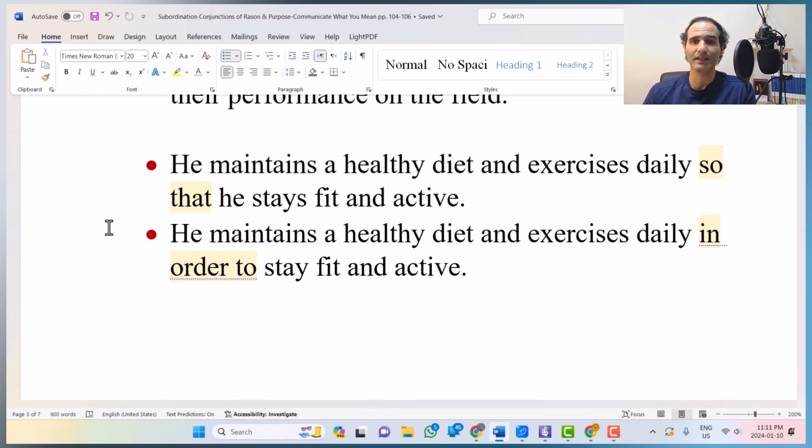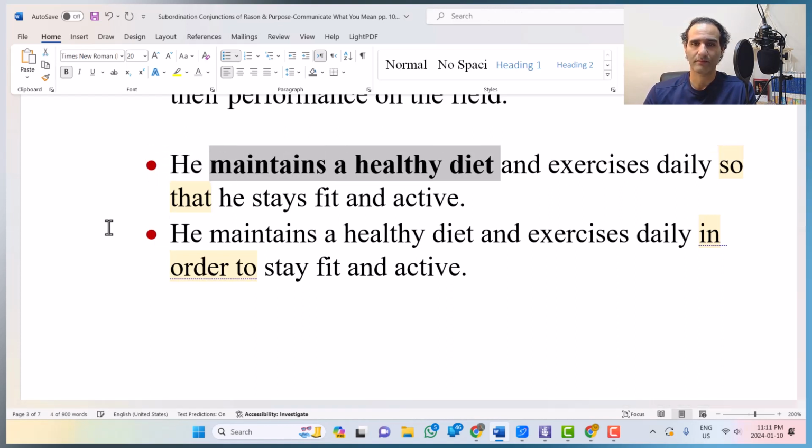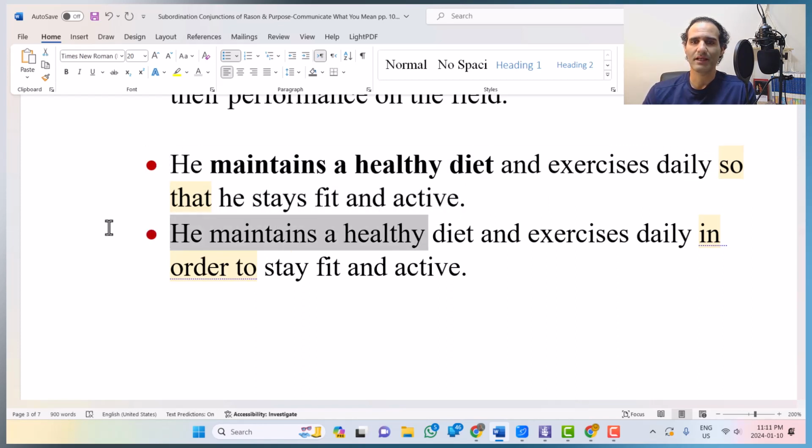Beautiful. Maintain a healthy diet. Transfer it into your vocabulary notebook and use it in your writing, in your speaking. He maintains a healthy diet and exercises daily so that he stays fit and active. Independent clause. He maintains a healthy diet and exercises daily in order to stay fit and active. Clear?